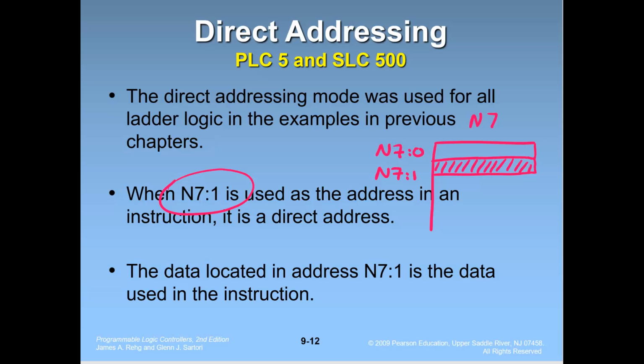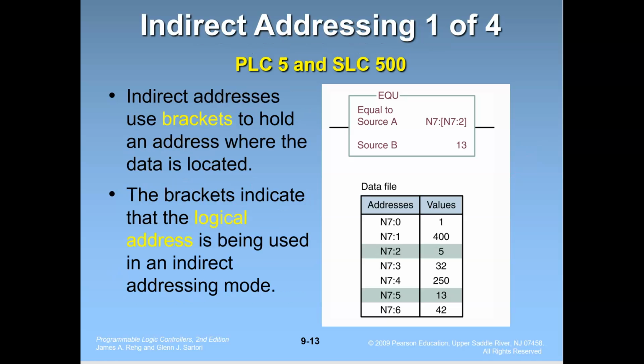Now let's assume that we want to address the same memory location. Let's see how the indirect and index addressing can happen in PLC 5 and SLC 500. Okay, so let's see how you can do the indirect addressing. First of all, what is the symbol for indirect addressing? In PLC 5 and SLC 500, you can figure out that there is some indirect addressing involved as soon as you see a bracket. So bracket is a sign for indirect addressing.